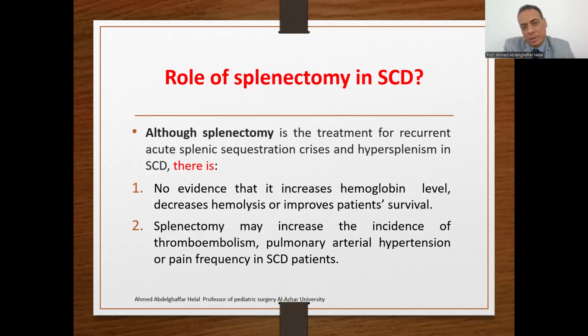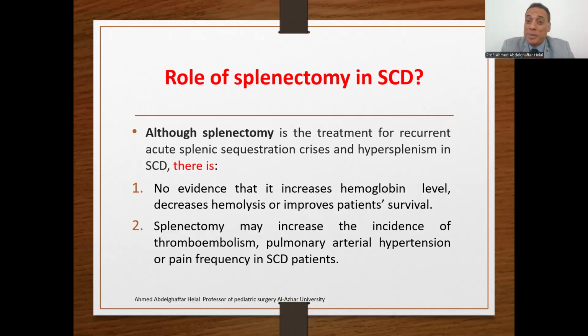There is increased platelet in the circulation. So splenectomy may increase the incidence of thromboembolism in such sickle cell disease patients, and may lead to pulmonary arterial hypertension. So you should understand the role of splenectomy in sickle cell disease.